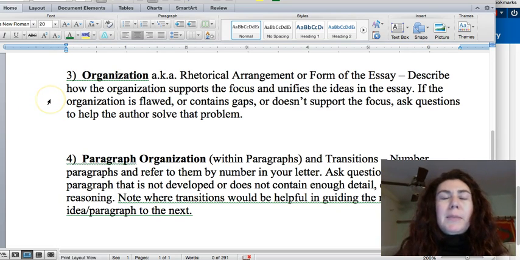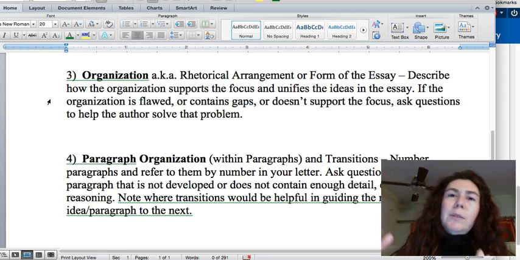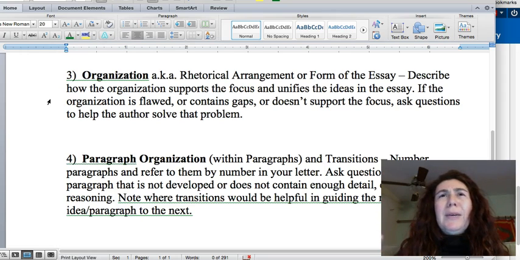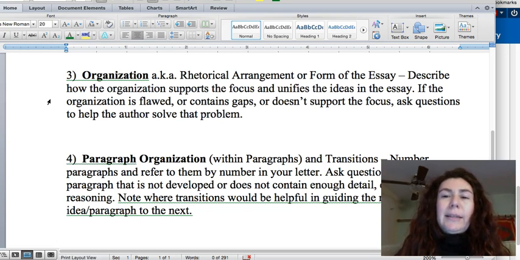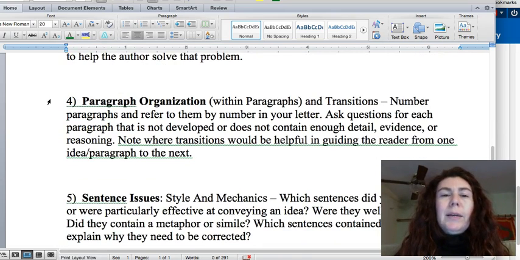And sometimes the paragraphs don't necessarily flow together well either, and we might say, well, you kind of jumped from this point to this point, but there's something missing in the middle that I don't understand. That's another important organizational issue to attend to.